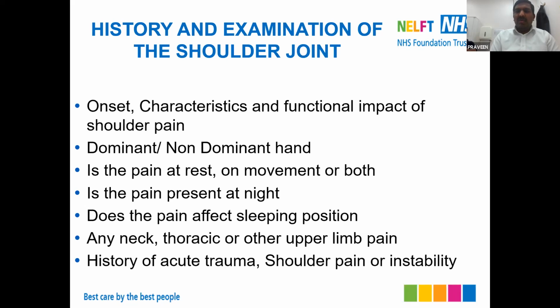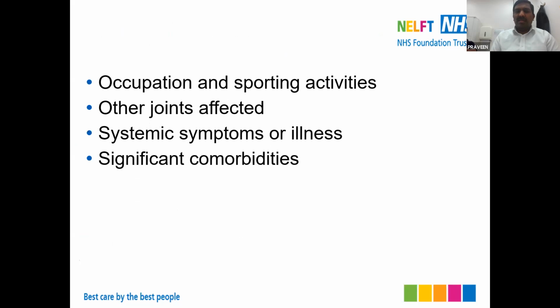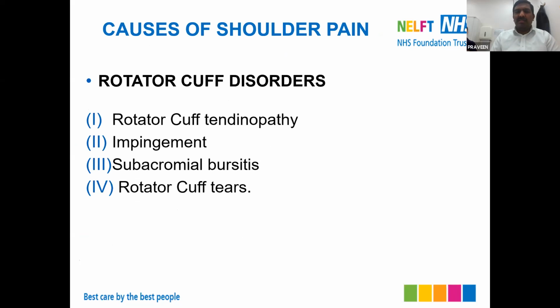In my assessment, I include one joint above and one joint below. So this may include neck assessment if I think the patient has pain emanating from the neck, and I also include the elbow. Also look at history to check if there's any acute trauma or any instability. Occupation and sporting activities. Patients from certain occupations may have repetitive strain causing pain in their shoulder. So this will highlight whether it could be occupation related, other joints affected, if there are any systemic symptoms or illness, or if they have any significant comorbidities.